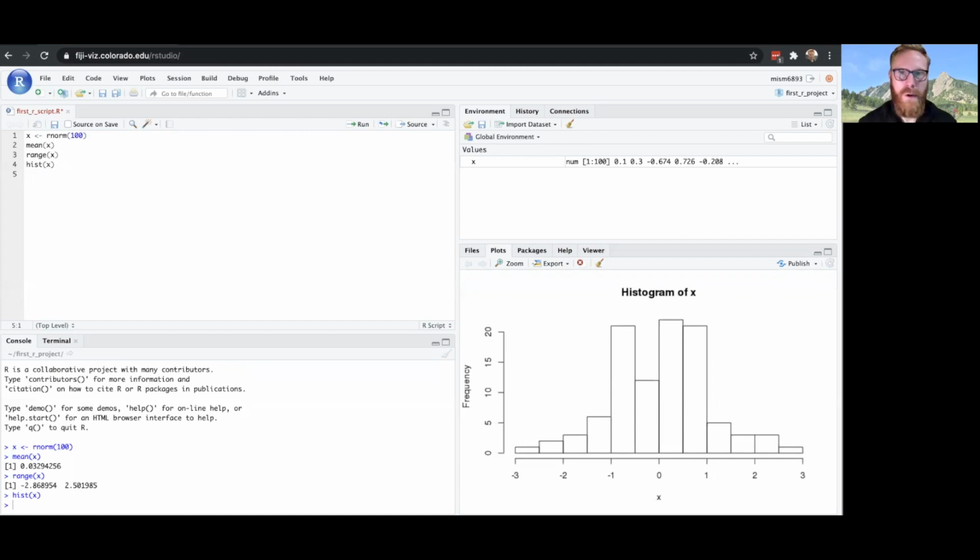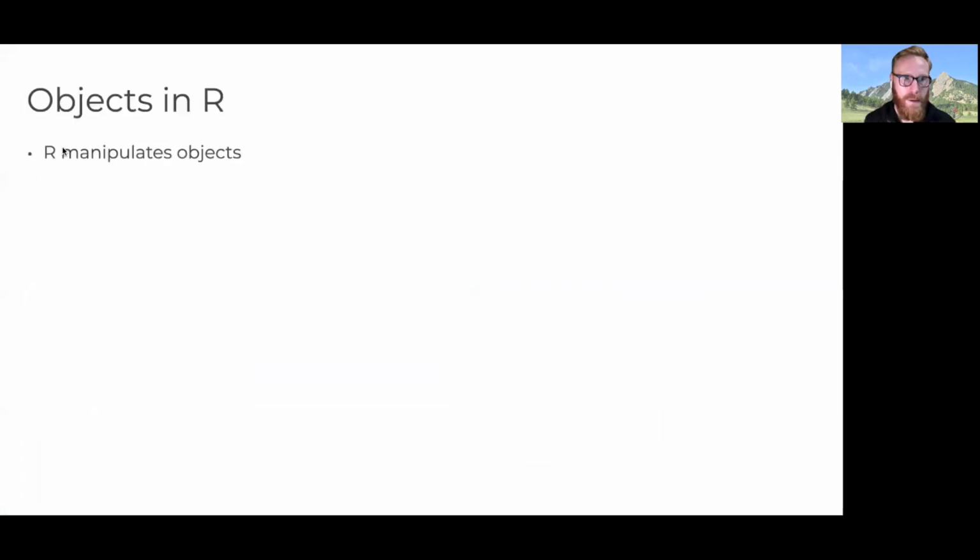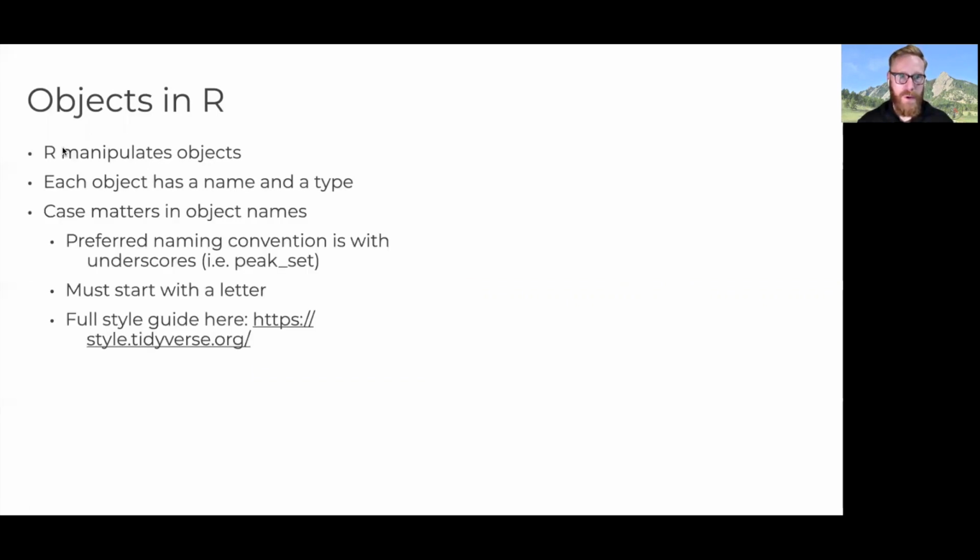So let's talk a bit more about our objects. Primarily what we're doing when we're working with data in R is manipulating objects. And each object is going to have a name and a type associated with it. When we're naming objects, case matters. So lowercase x is actually a different variable than uppercase x. And the preferred naming convention is all lowercase with underscores in between the words. And variable names must start with a letter.